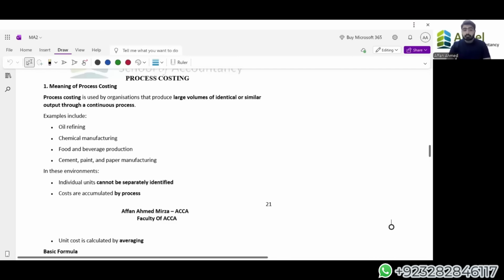Now, in process costing, what is happening? The particular product that we are producing goes through multiple stages. Let's just take a random example. If I am picking up denim jeans, there are mainly three types of processes involved. The process that everyone can relate to is cutting, then stitching, and the next one is finishing.